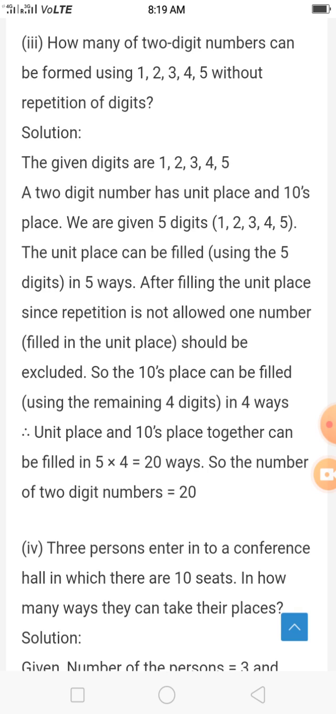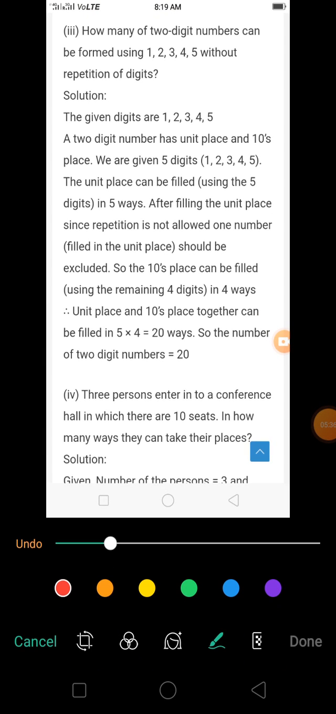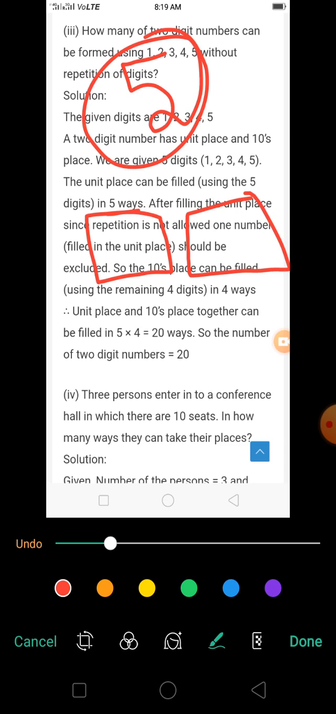So there are 5 numbers: 1, 2, 3, 4, 5. Suppose this is the first digit box and this is the second digit box. There are 5 numbers. I want to fill the first box first.